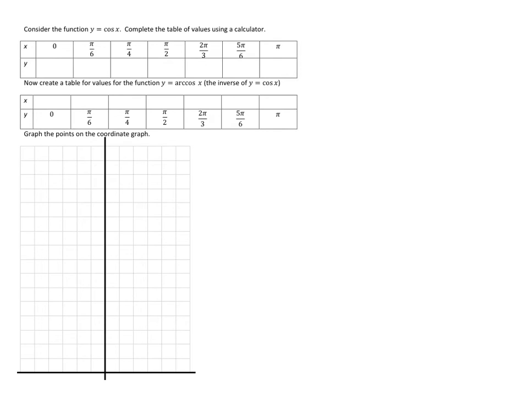Okay, a cosine graph. I'm going to think about my unit circle. At 0, cosine is my x distance, so that's going to be 1. At pi over 6, that's the longer distance, so that's radical 3 over 2. Pi over 4 would be radical 2 over 2. Pi over 2, I've got to be at 0.